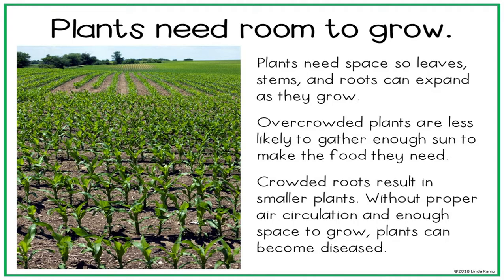Plants need room to grow. Plants need space so leaves, stems, and roots can expand as they grow. Overcrowded plants are less likely to gather enough sun to make the food they need. Crowded roots result in smaller plants. Without proper air circulation and enough space to grow, plants can become diseased. So you can see on that picture the corn is very nicely spaced apart.